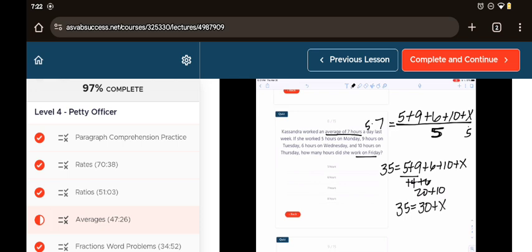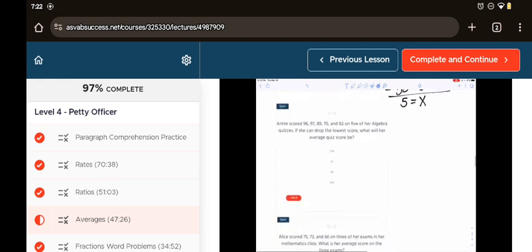Now remember, to get the X by itself, I'm going to do the opposite. So minus 30, because this is added to the X, minus 30. 35 minus 30 is 5. 30 minus 30 is 0. And then X. X equals 5 hours. So she worked 5 hours on Friday. Okay? Let's move on to number 9.